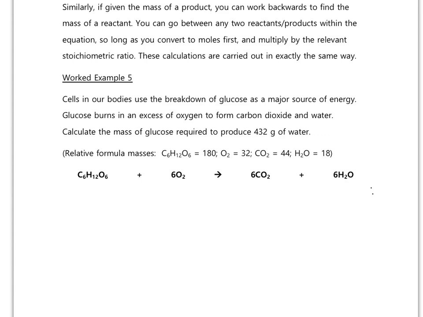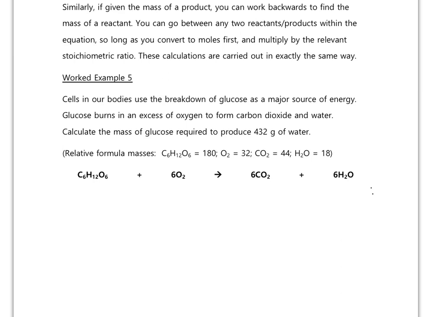So let's read worked example 5. It says cells in our body use the breakdown of glucose as a major source of energy. Essentially this is representing the reaction of respiration. Glucose burns in an excess of oxygen to form carbon dioxide and water. Calculate the mass of glucose required to produce 432 grams of water. So again, our steps are no different.